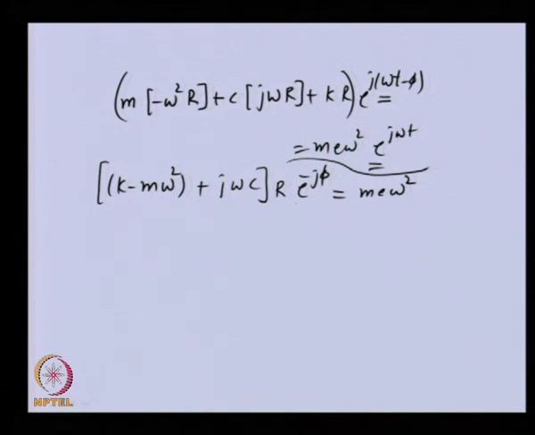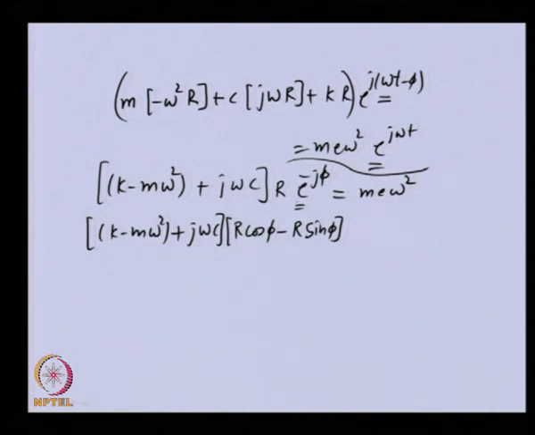Now, we can expand this so that we can separate out the real part and imaginary part. So, this will give us the expansion of the exponential raised to j phi is equal to m e omega square. Now, if we equate the real part and imaginary part, we will get expressions. Let us say from the real part, I am equating the real part at present.